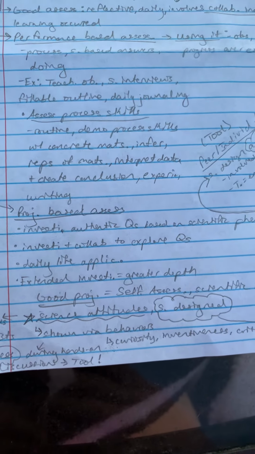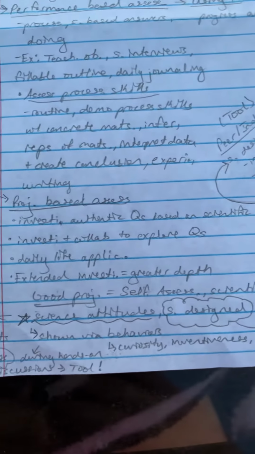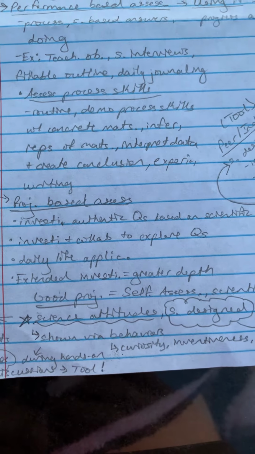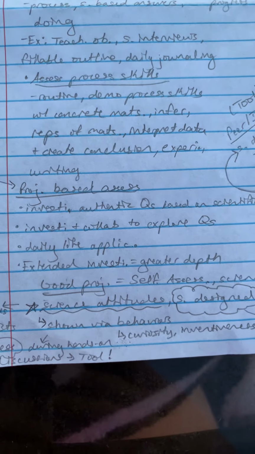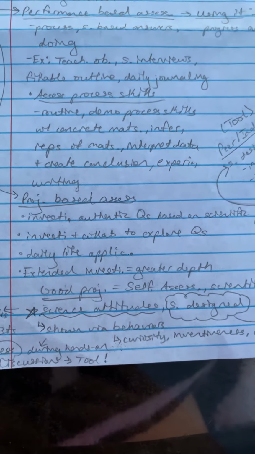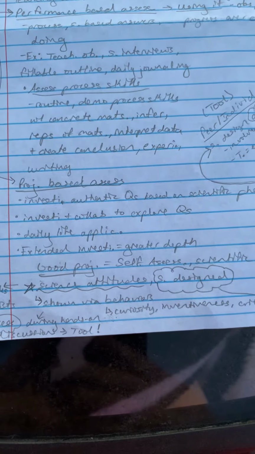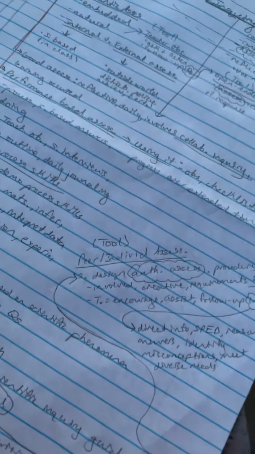It's authentic questions asked based on scientific phenomena, and they're investigating and collaborating to explore those questions. It's daily life application. Extended investigations means greater depth. A good project is going to involve some type of self-assessment, scientific inquiry guides. They're going to display science attitudes, and it's going to be student design, which then moves us into peer and individual types of assessments, which are going to be one of our tools.